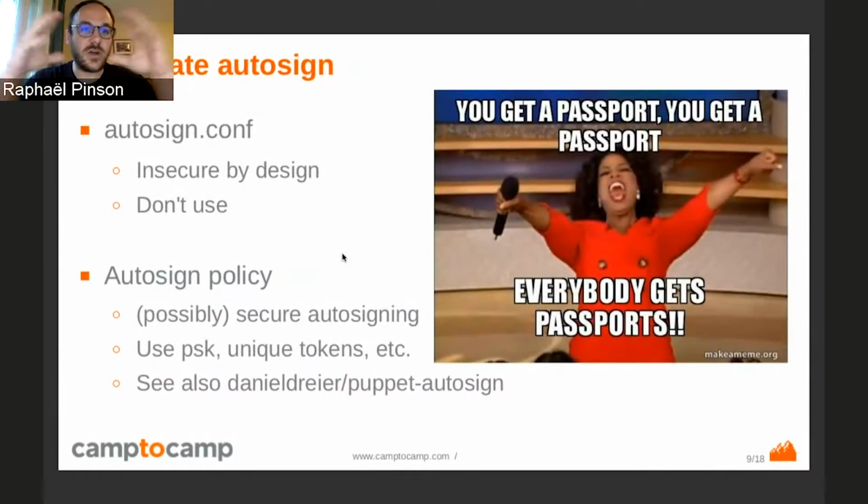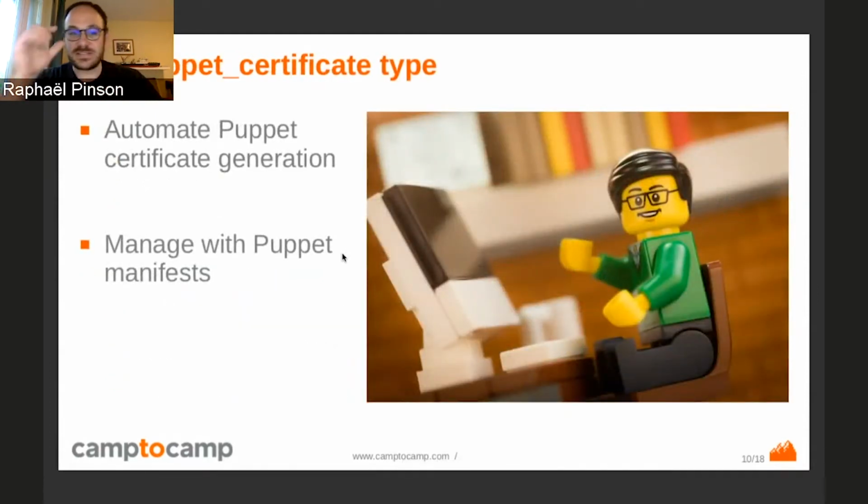What you can do is use the autosign policy. Using autosign policy makes it possible to use a script to sign your certificates automatically. So the agents can generate certificates, send them to the Puppet CA, and they get automatically signed based on some secret that you share between the agent and the CA. You can have a look at Daniel Dreyer's Puppet AutoSign, for example. And then there's a type that has been created called Puppet Certificate, which allows you to automate the Puppet certificate generation and management.